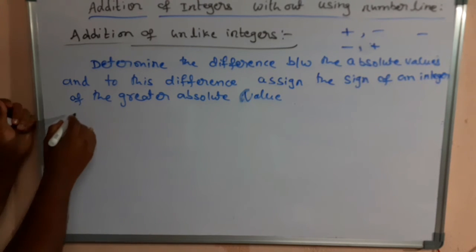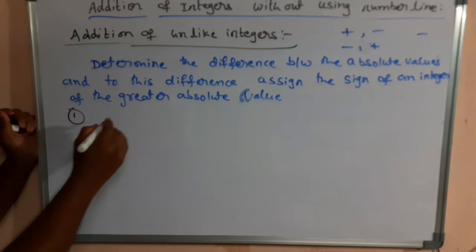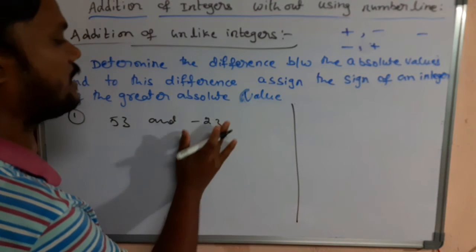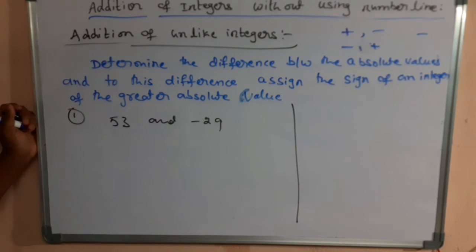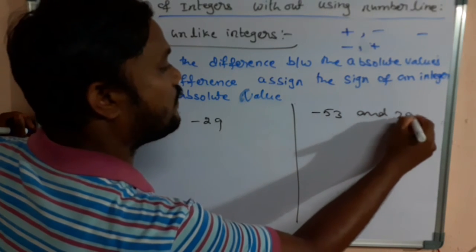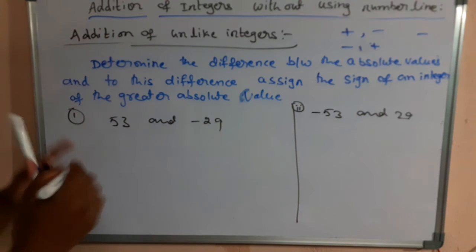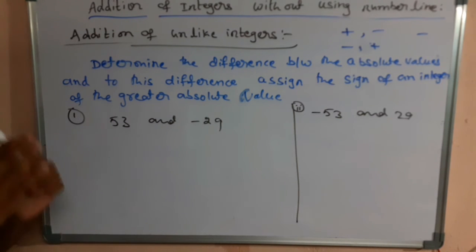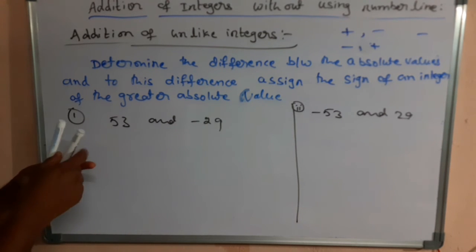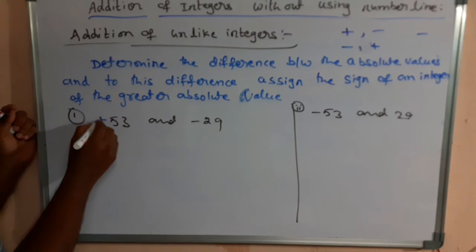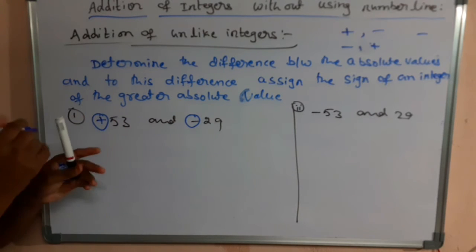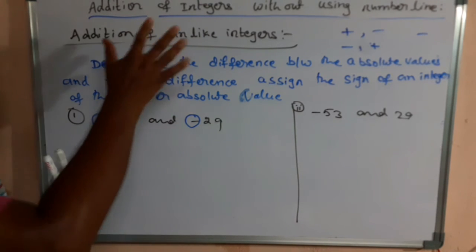Suppose let me take two examples. Our first example is 53 and minus 29, and the second example is minus 53 and 29. If you observe these two examples, you can understand when we take a positive answer and when we get a negative answer. We need to observe whether they are like integers or unlike integers. The first number has a positive sign and the second has a negative sign. One is positive and one is negative, so these two are unlike integers.